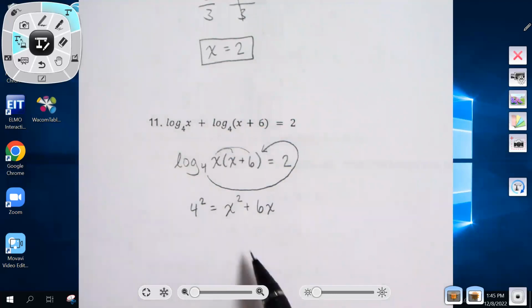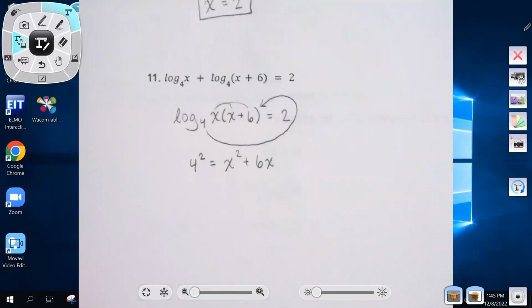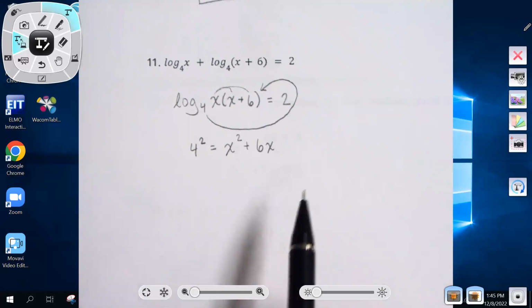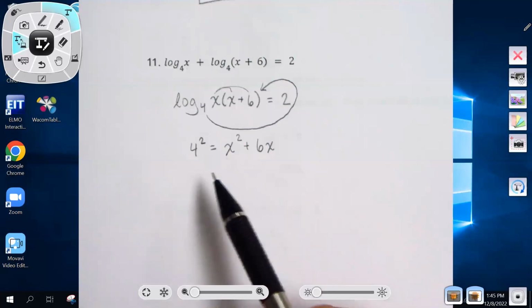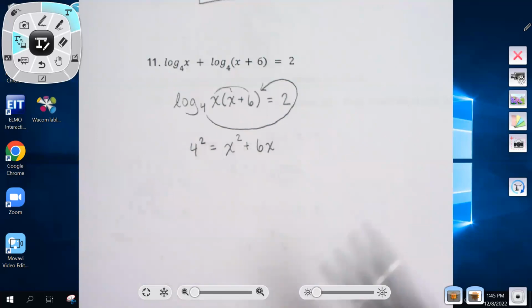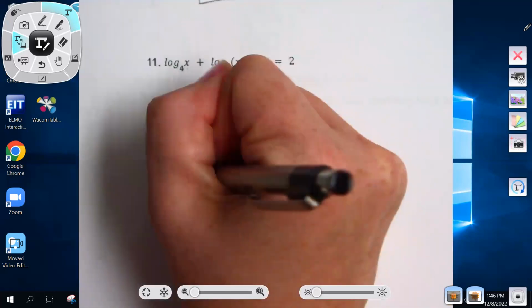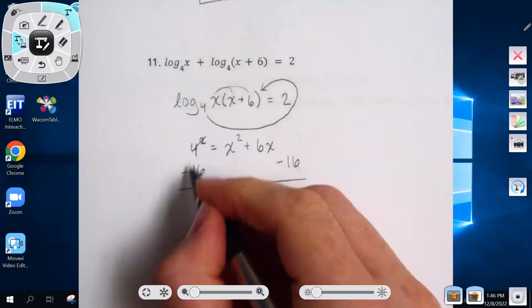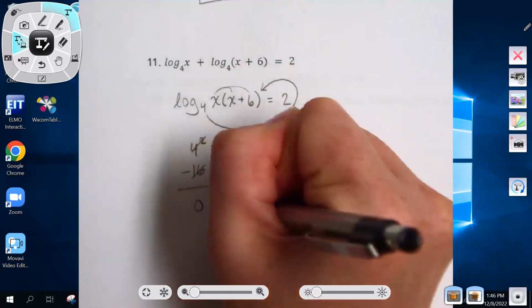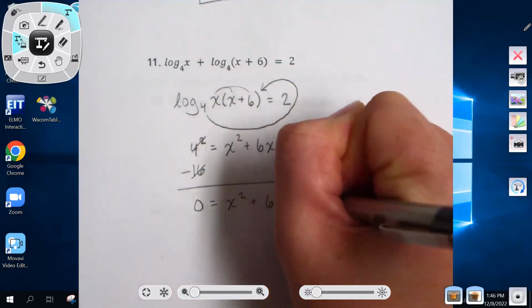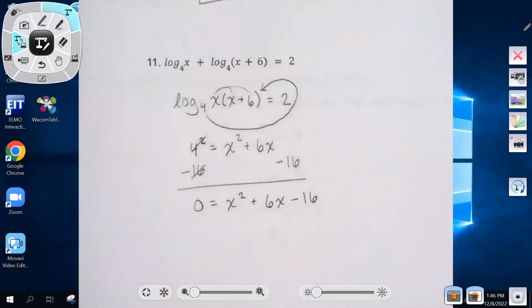If you have an x squared and just an x term, that should tell you that you're going to have to factor to find your answers. And in order to factor, we need everything on the same side of the equal sign. So we need to get rid of this 4 squared, or we need to move it to the other side. So 4 squared is 16. So let's just subtract 16 from both sides. So we get 0 equals x squared plus 6x minus 16.